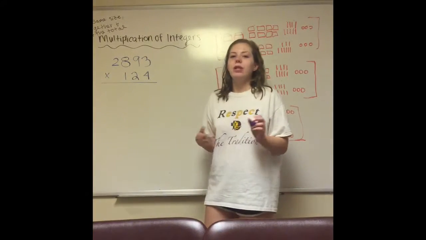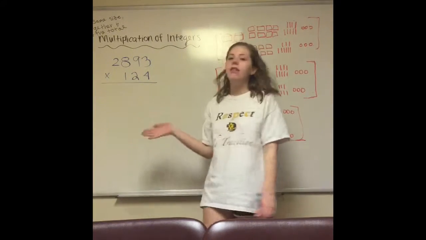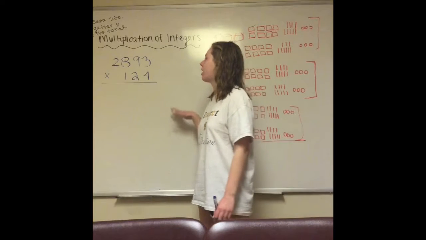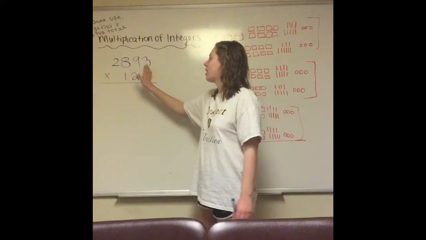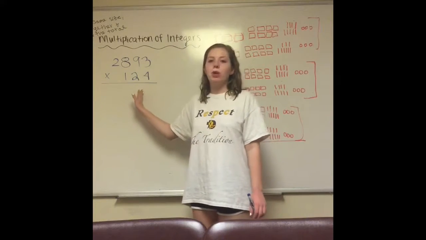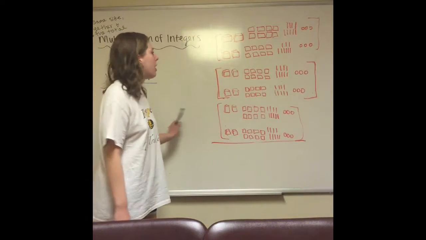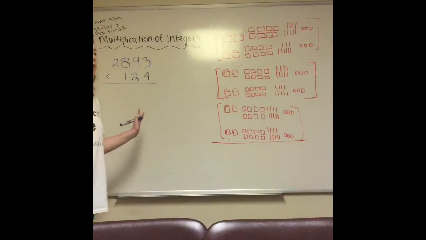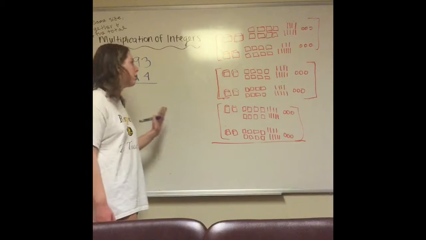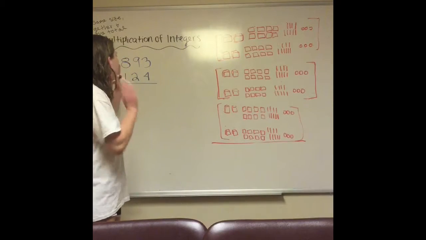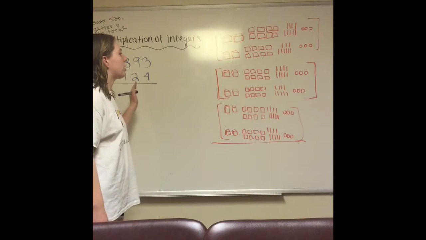So today we are going to be doing multiplication of integers, and our example here is 2,893 times 124. And we have it written out here in block form, and as you can see today, as we work through our problem, we are going to take it just place value by place value.